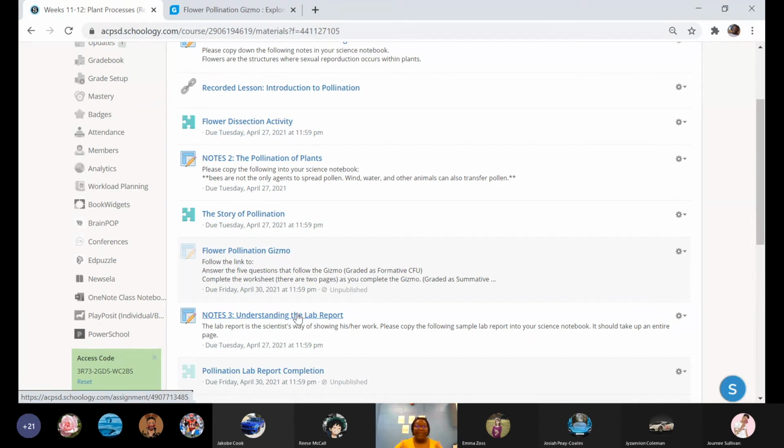Remember, you can choose to copy that lab report right in your science notebook. It should take up a full page. Or you can just get your mom or dad to print it off if you have a printer at home.